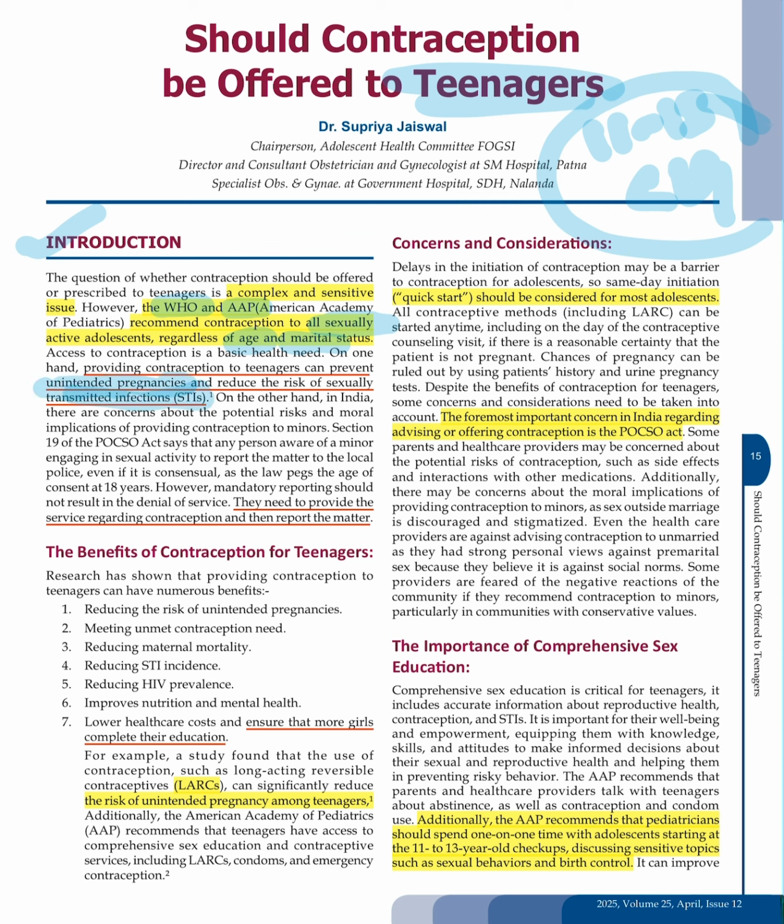But the POCSO Act is there, it is the under 19 Act. So in India, they will say that first give contraception, then you can report the matter to the police that it is a POCSO case. Because if you don't give contraception and you leave her and she becomes pregnant, then managing that abortion is very difficult. Okay.